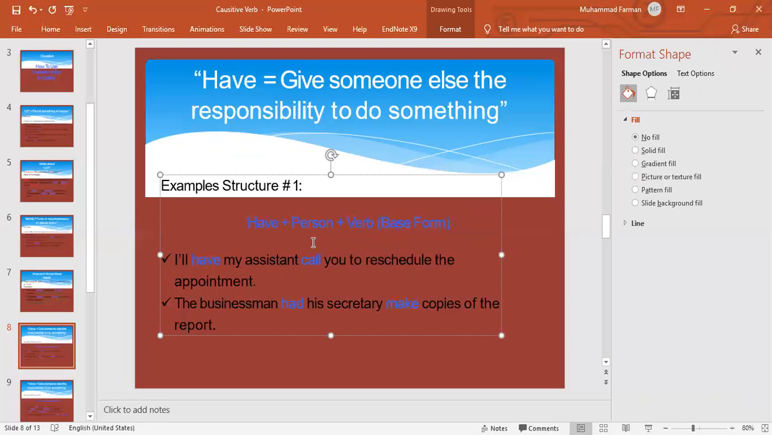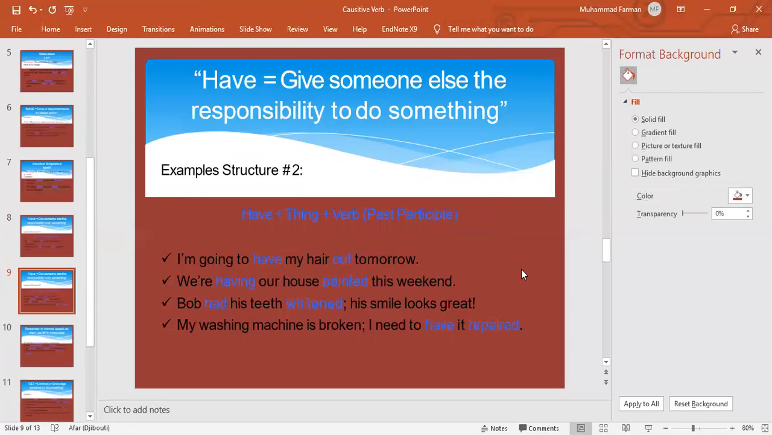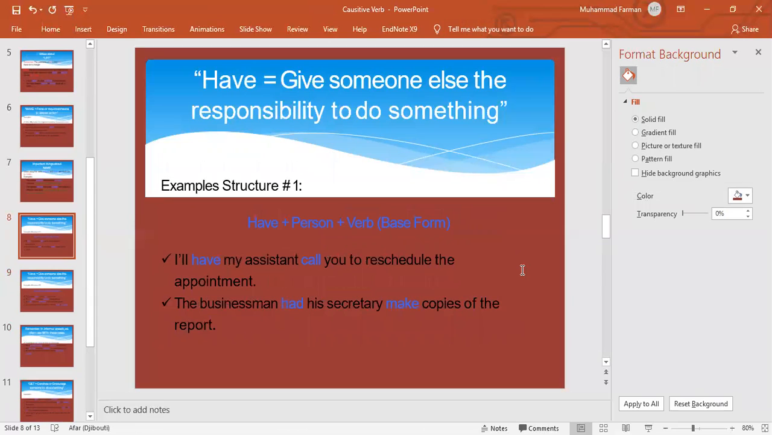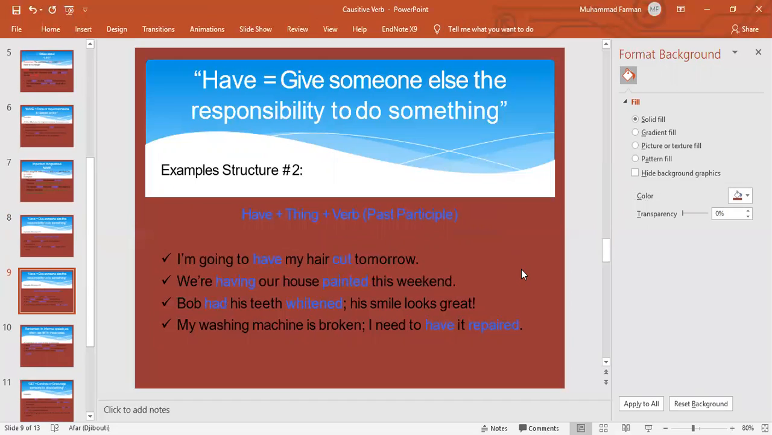Again, the first use, let, is being utilized for permission. Make is being used for requirements and enforcement. And have is used where responsibility is required. After that, the example number two, with the structure have plus thing, not the subject, plus verb in past participle. Here, in the first structure, we utilize the first form, and in the second structure we utilize the third form, the past participle.